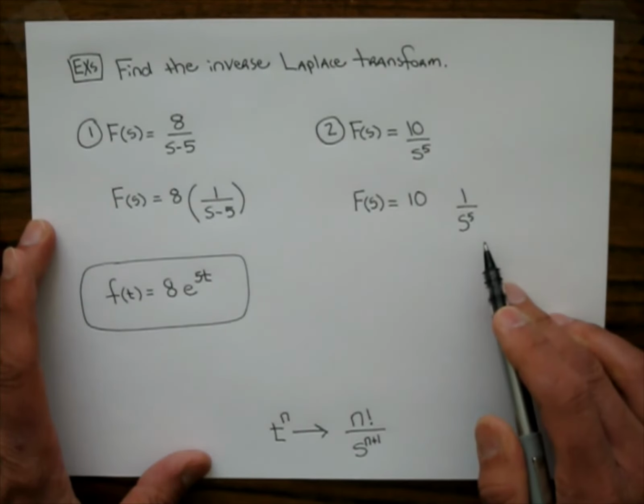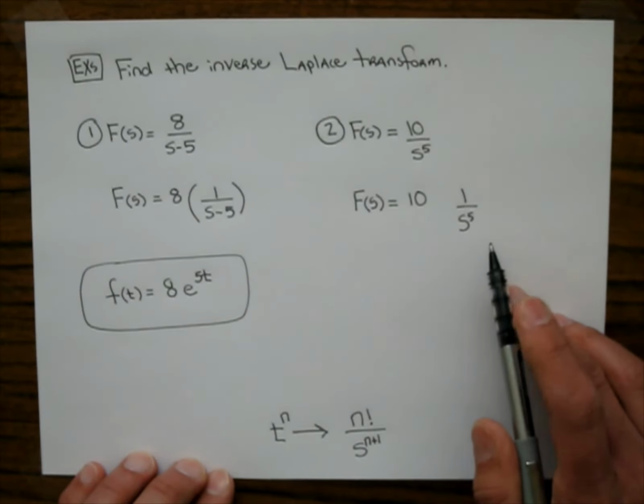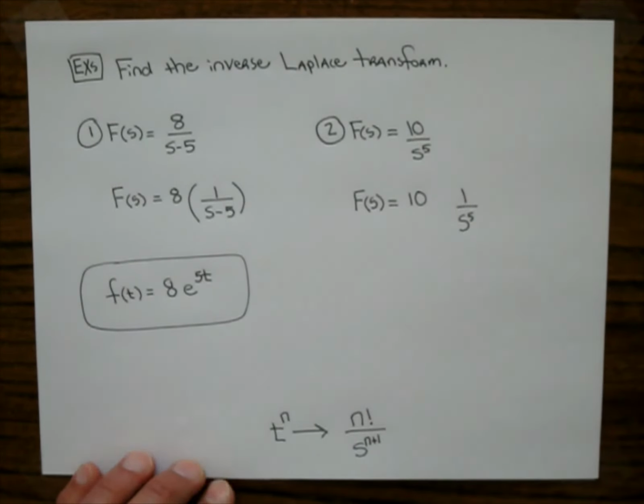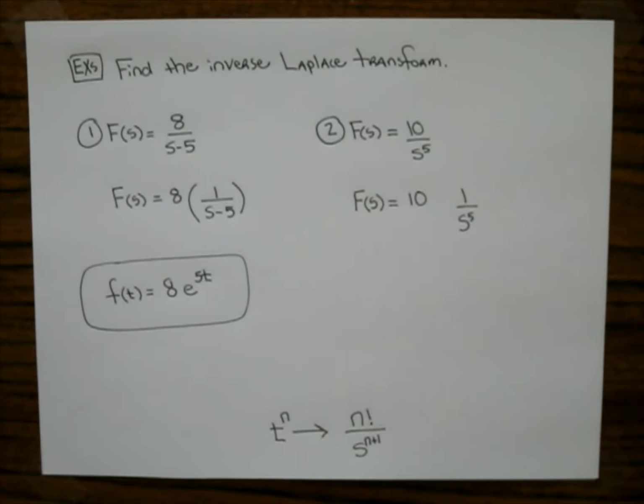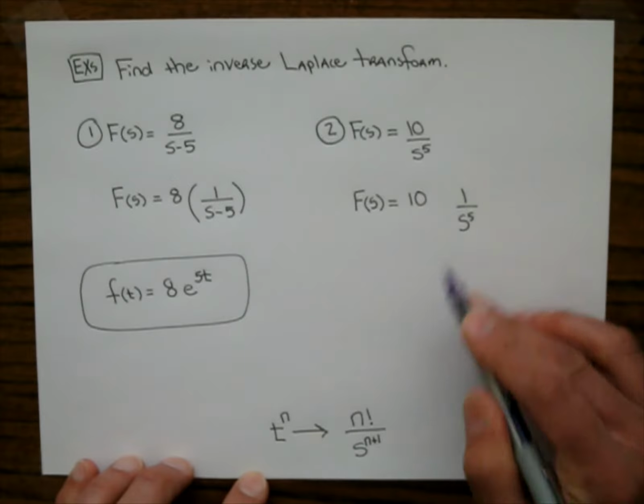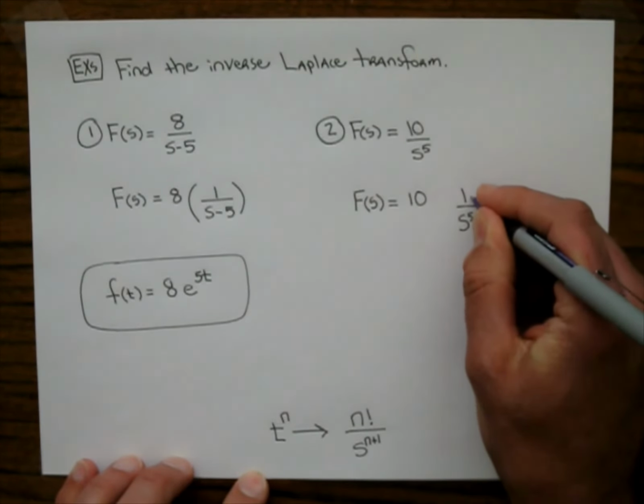Okay, so your book's going to give you a whole set of rules for the inverse transforms. I like to use the 4 rules that I have. So what I have down here is s to the n plus 1. I have this s to the 5th. So on the top, and I'll use a different color, I'll use purple here, I'm going to put not a 5 factorial, but I'm going to put a 4 factorial.